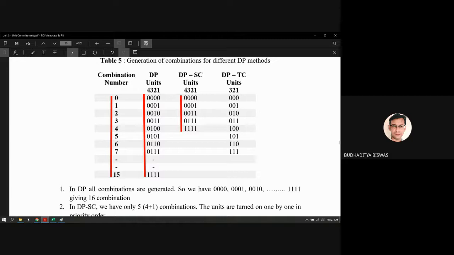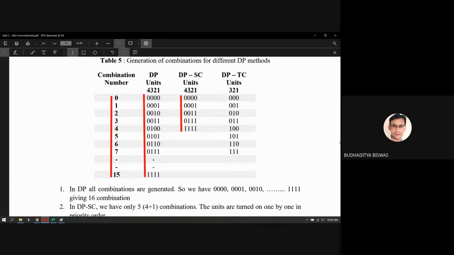Here you see that we are actually not using unit 4. Unit 4 is either switched on or switched off based on the load demand. If the load demand is high enough, unit 4 should be switched on, and if the load demand is very low, then unit 4 should be switched off. So unit 4 is not part of our programming method.